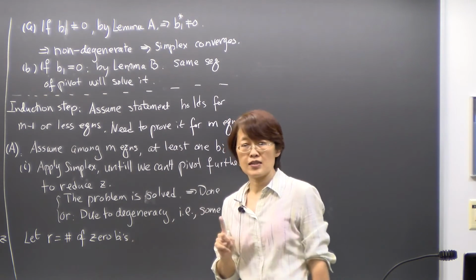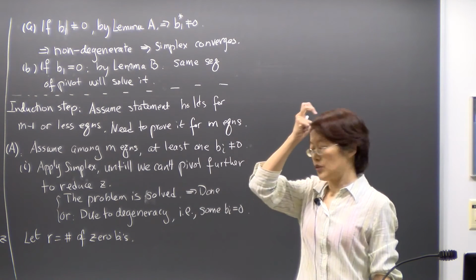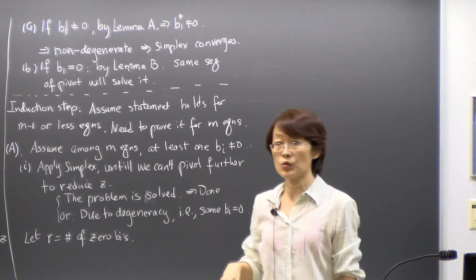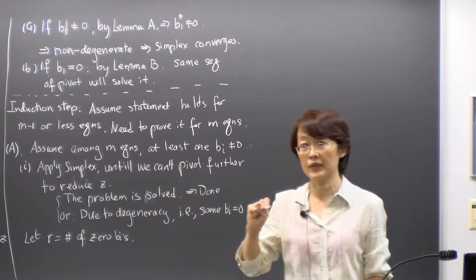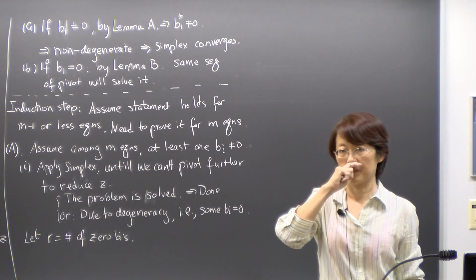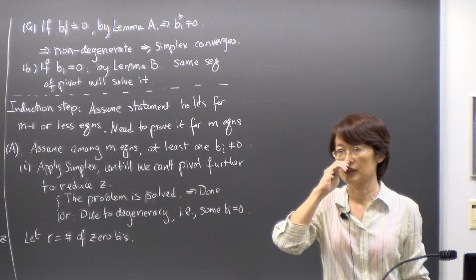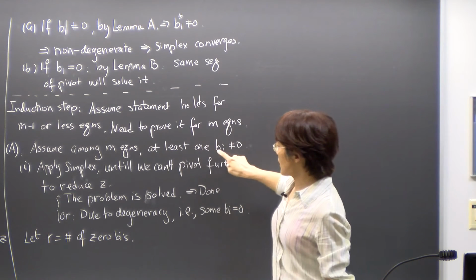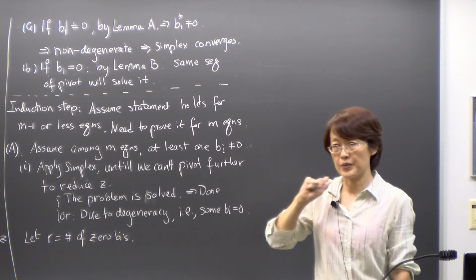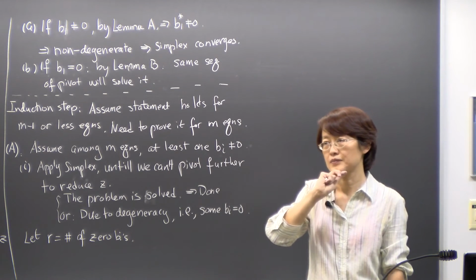So how big can this r be? Do you think I can have all the bi's equal to 0, that r equals m? Can that happen? I would like to establish an upper bound for this r. So where do we start? At least one of the b is non-zero, right?